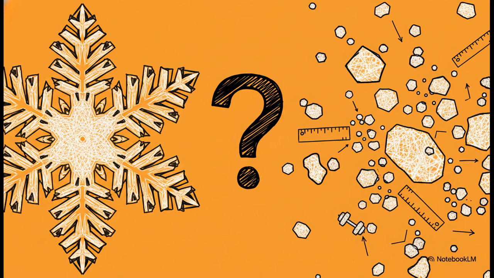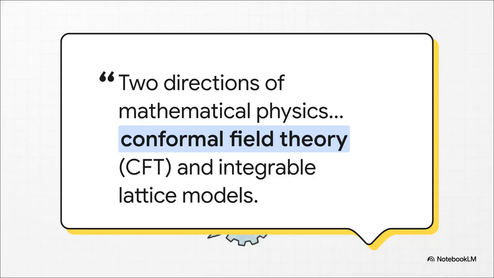Then on the other side, you have massive field theories. This is most of reality. Things have mass, they have a size, a characteristic scale. This is the world away from those perfect critical points, and usually it's way harder to solve. The big question was, are these two worlds completely separate? And this is where Zamolodchikov's genius comes in.